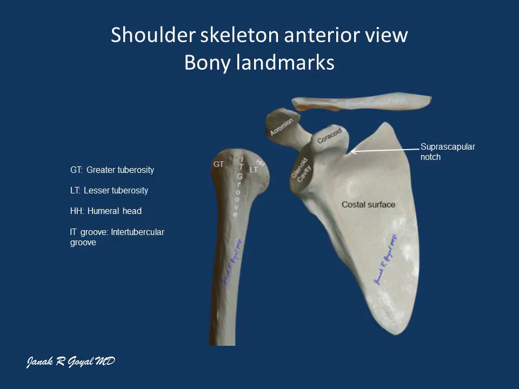Skeletal landmarks are important for proper sonographic examination of the musculoskeletal system. Easily identifiable skeletal landmarks on anterior shoulder examination include clavicle, acromion, coracoid process, greater tuberosity, lesser tuberosity, and the intertubercular groove between the tuberosities.